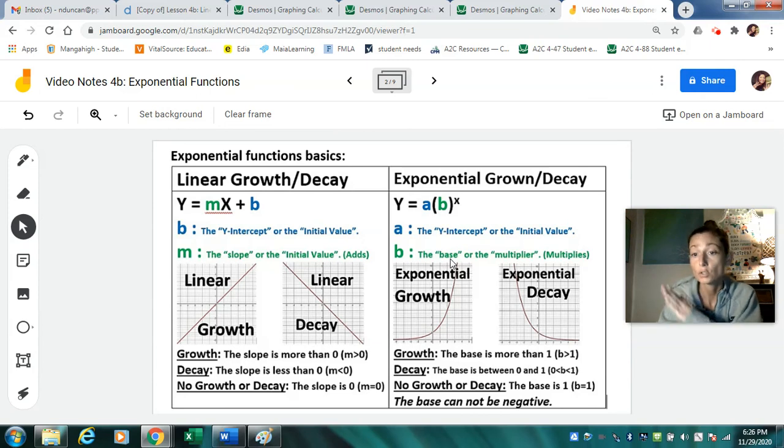For decay, that's actually decimal values. So for it to go down, it's values between 0 and 1. Now, there's no growth or decay if the base is 1. That actually just makes a flat line. And you can't have the base be 0 or negative, and we can get into that later. 0 would basically be it wouldn't exist. And a negative multiplier causes some interesting values where you don't have a graph that makes sense.